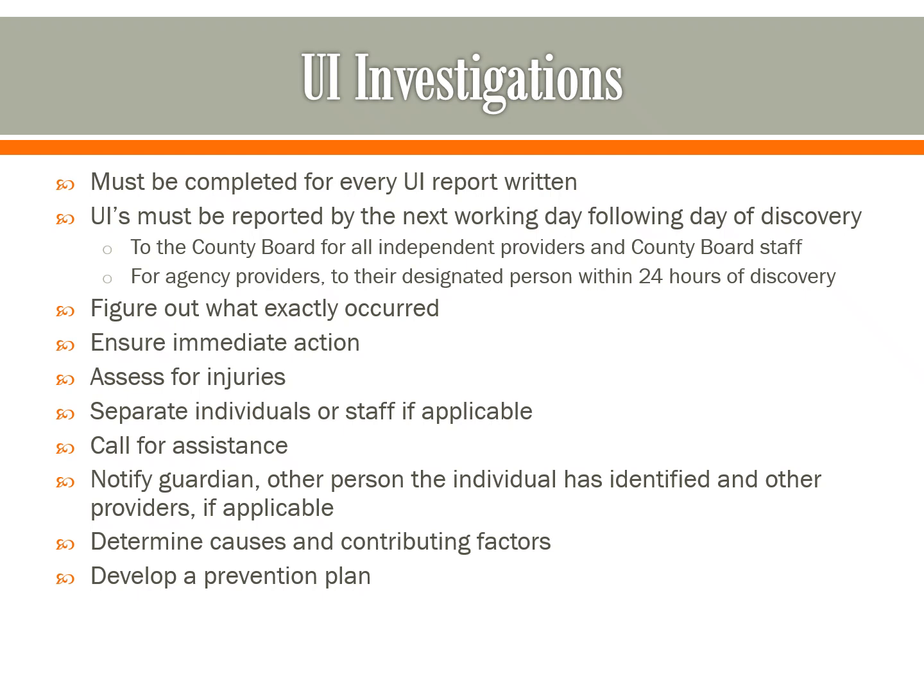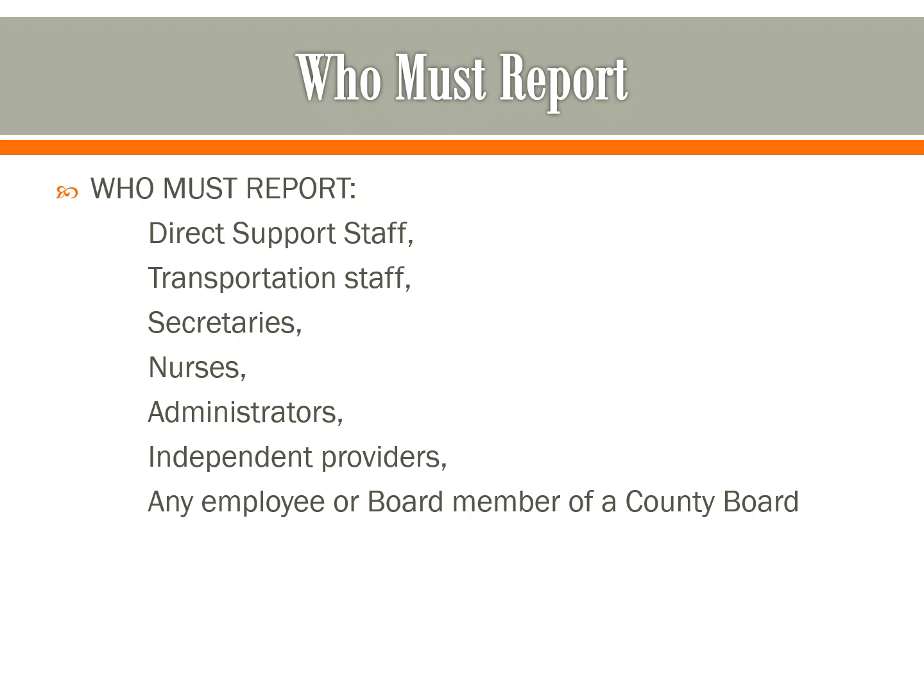You will need to notify the guardian if they have one, or notify another person the individual has identified, such as a parent or emergency contact, and other providers to ensure continuity of care, such as home staff. The team will determine the causes and contributing factors, why did the incident occur, and develop a prevention plan to prevent it from occurring again. Who must report? Anyone who is working in the DD field, such as direct support, managers, nurses, and county board staff.